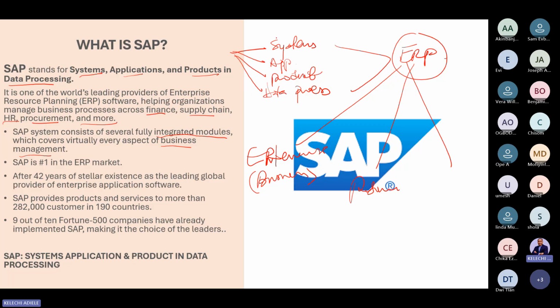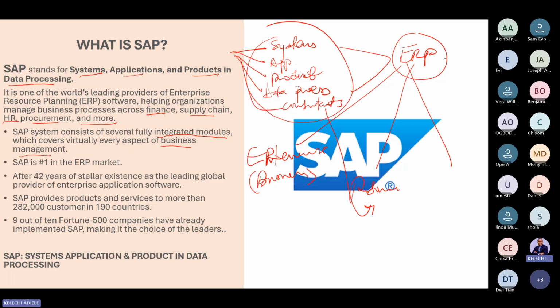So all the definitions of SAP sit under resource. A resource can be a system, it can be an application, it can be a product, and of course it can be data. That's just giving you a picture of what a resource is in the IT space. It can also be people like your consultants or any other person. So that is what a resource is.